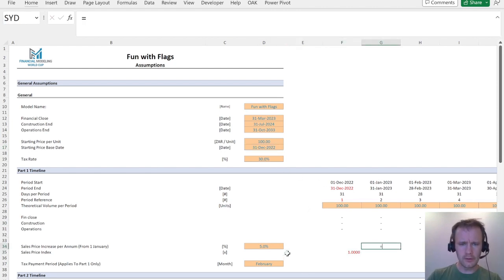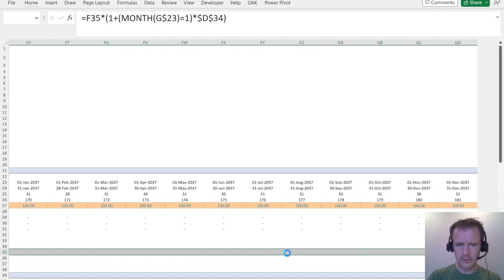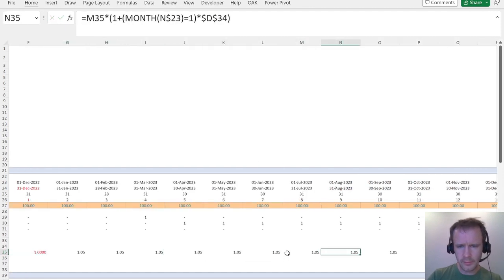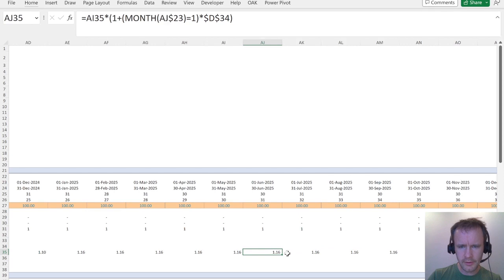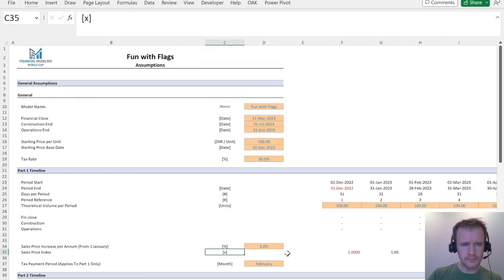So we're going to say if this times 1 plus, month of this equals 1 times this. Copy that across. It goes up by 5% in January, another 5% in January, and in January again. Fine. That seems to be working.